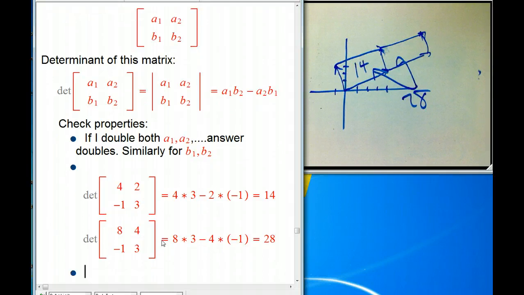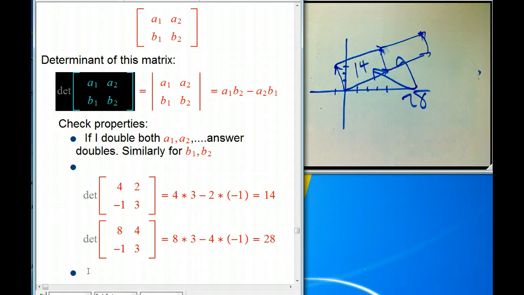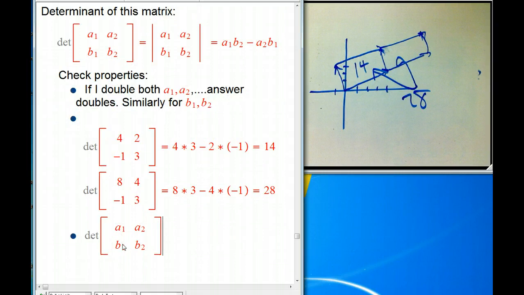Okay. Now, what about our other property? Let's look at the determinant of A1, A2, and let's just do the simple case first. If it's A1, A2 again, I take the same vector twice and make a collapsed parallelogram. Well, that's certainly going to be 0, because it's A1 A2 from the diagonals minus A2 A1, and so that's 0.